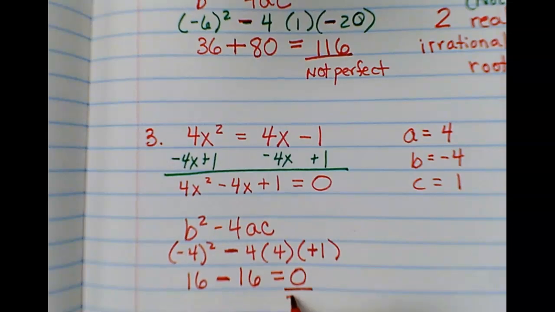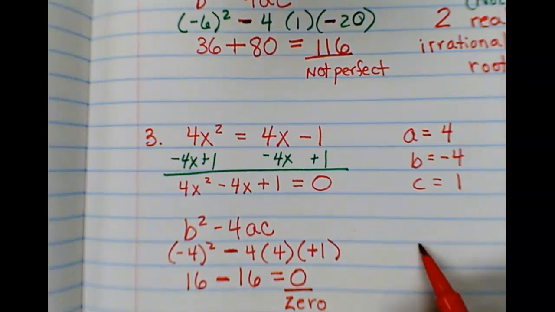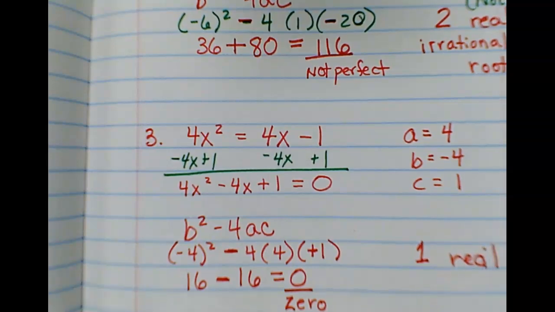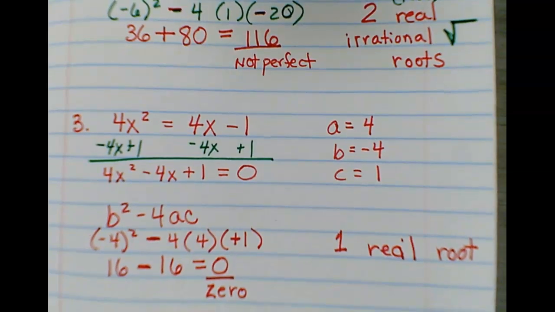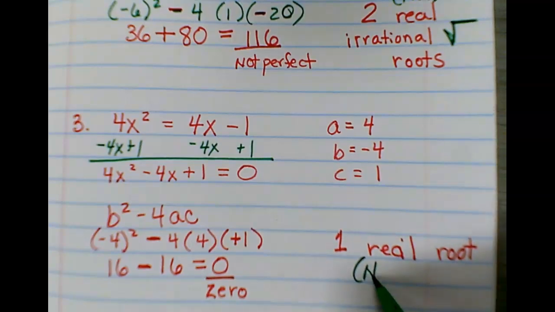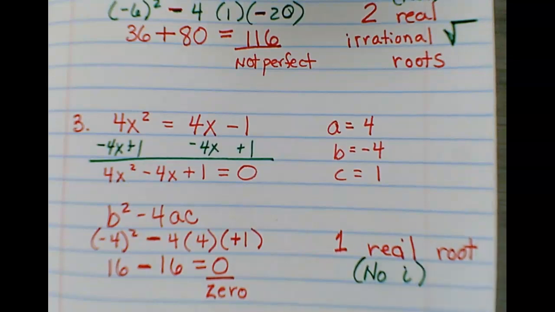If this is 0, you will get 1 real, rational root. 1 real root. You will get 1 answer. It's actually called a double root. You will get one answer, and it will be real. What does real mean? Well, how do you get an i in the answer anyway?